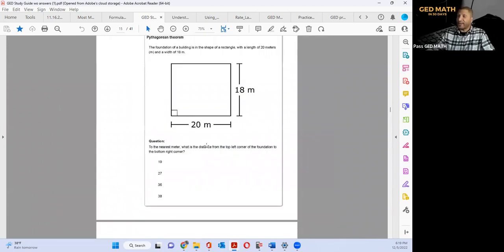It says, now you can't see it. I'm going to read it out for you. The foundation of a building is in the shape of a rectangle with a length of 20 meters and a width of 18. To the nearest meter, what is the distance from the top left corner of the foundation to the bottom right corner? So the first thing you're going to do is understand this word right here.